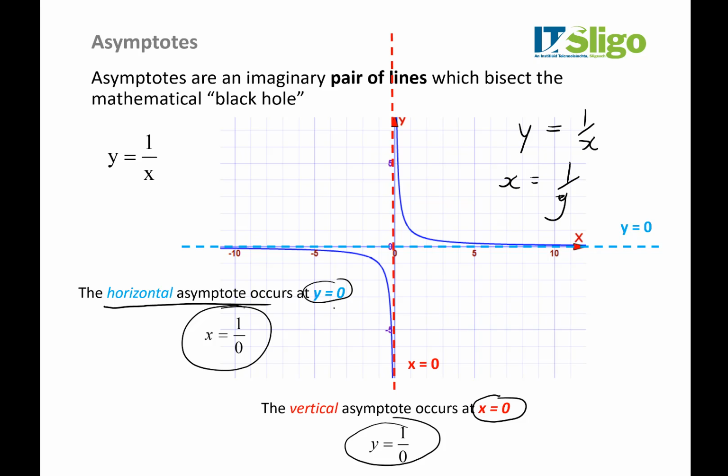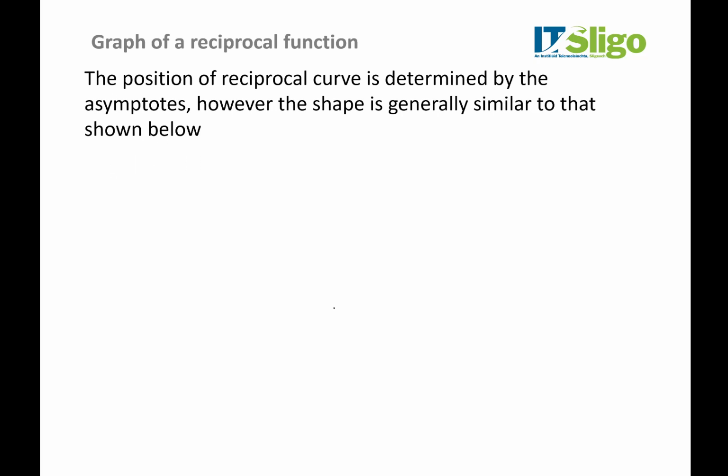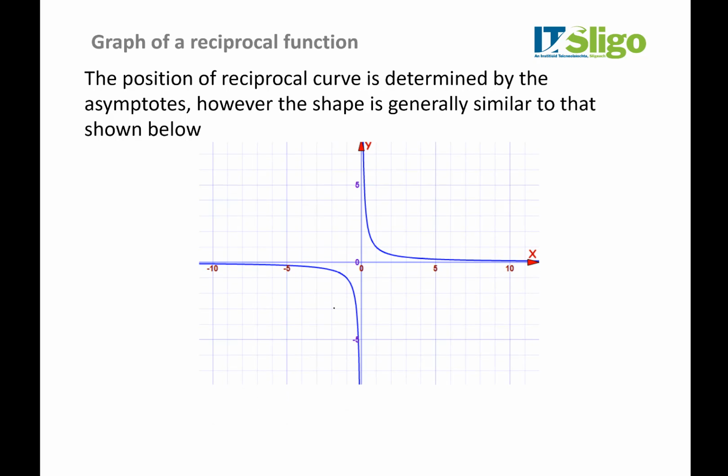I'm not going to get too into explaining it, guys, because really all you need to do is just try and figure out from the curve where these lines appear. It's usually fairly obvious. So the position of a reciprocal curve is determined by these asymptotes. But the shape is nearly always the same. So it's nearly always that shape.